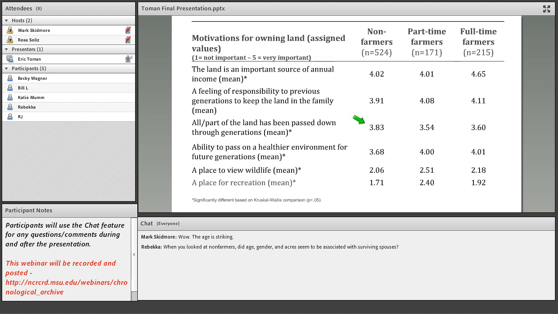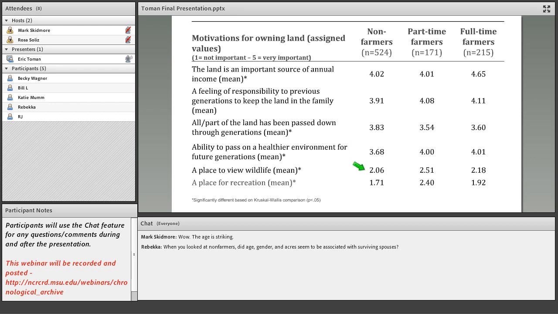I think it's also interesting looking at the responses to the item that all or part of the land has been passed down through generations. Non-farmers were more likely to indicate that was the case. And this does match literature that shows that many of these non-farmers who own land in other locations too are more likely to have come into the land via inheritance. Interestingly, going back to the idea earlier that some prior research has shown that non-operated landowners often have conservation values that they may apply to their lands, here we actually see the non-farmers rate this ability to pass on a healthier environment for future generations lower than both part-time and full-time farmers.